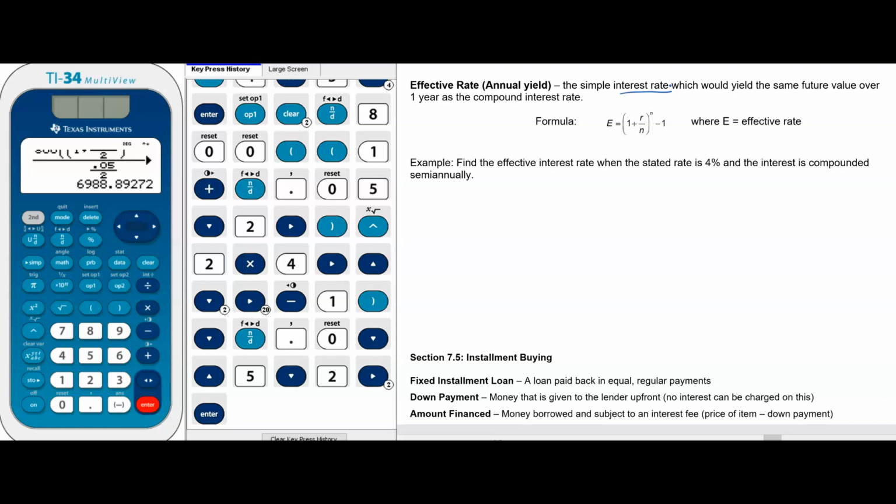So let's go ahead and do an example. It says find the effective interest rate when the stated rate is 4%. So they say the rate is 4%, so that's 0.04, and the interest is compounded semi-annually, so N equals 2. So I'm going to use this formula, effective rate: 1 plus my rate, 0.04, over N, which is 2, to the nth power, so 2, minus 1.